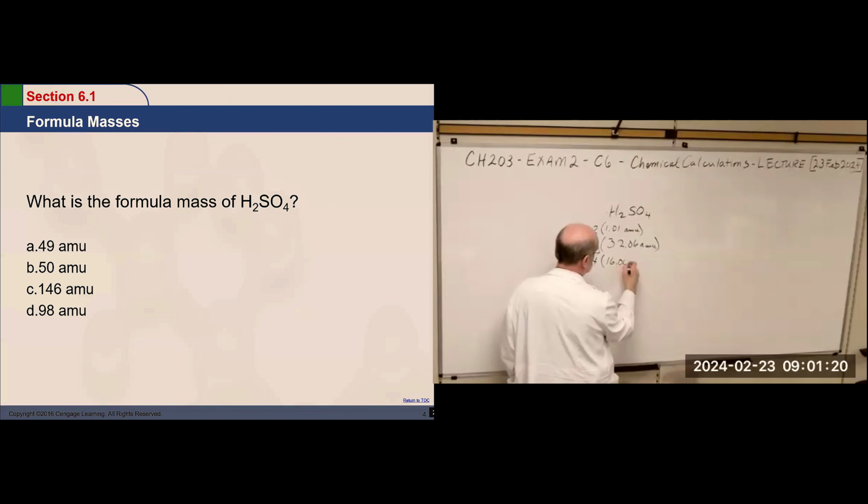All right, so can I estimate that? Let's see, this is 32 plus 2 is 34. And 34 and 64, 90 something. 98. How about that? Atomic mass units for that formula: 2 atoms of hydrogen, 1 atom of sulfur, 4 atoms of oxygen.